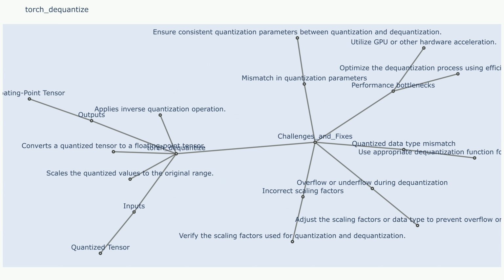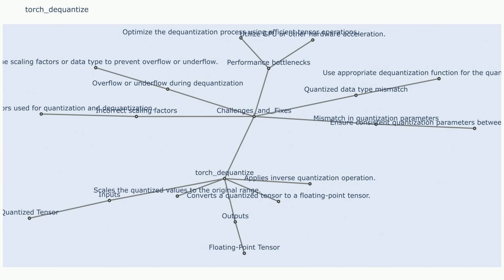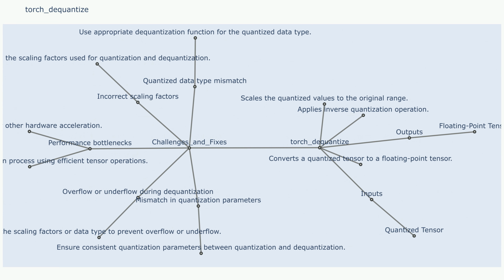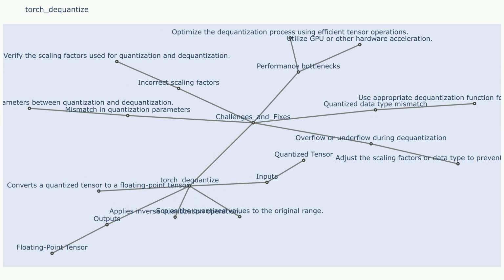Inputs. Input 1: quantized tensor. The input tensor that needs to be dequantized. It must be a quantized tensor, typically created using functions like torch.quantize_per_tensor or torch.quantize_per_channel. This tensor contains the quantized values that represent the original data. Outputs. Output 1: floating point tensor. The output is a floating point tensor containing the dequantized values. It represents the original data in its full precision, similar to the tensor before quantization.